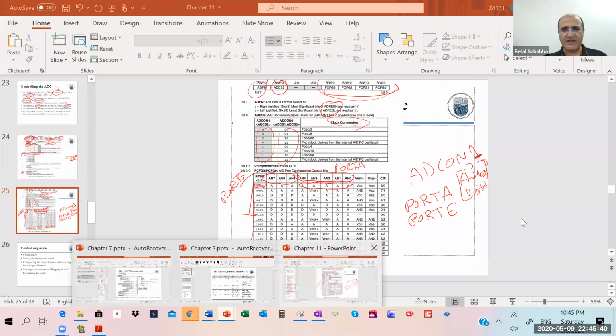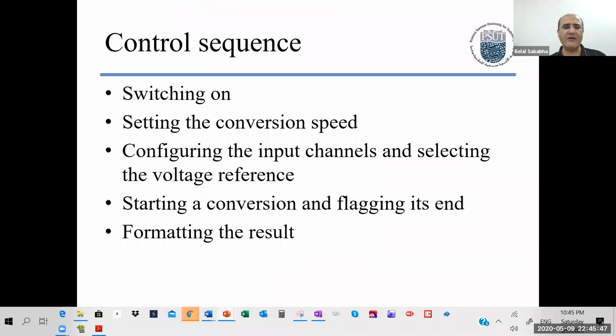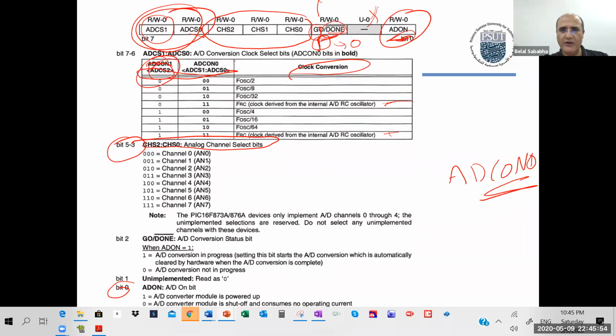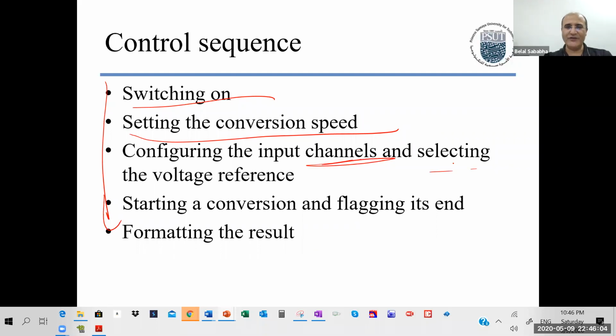And I think this is the last thing we need to know here before we write our first program. Let me talk about the timing for a second. How to switch on? We said there is this bit, AD on. Then we select the channels, and he's describing what we do. Switch on, set the clock speed, configure what channels we want to read and the voltage references, start conversion, wait for the flag to be done, format the result and get the result. Then do the math to compute what the voltage was outside. Okay?